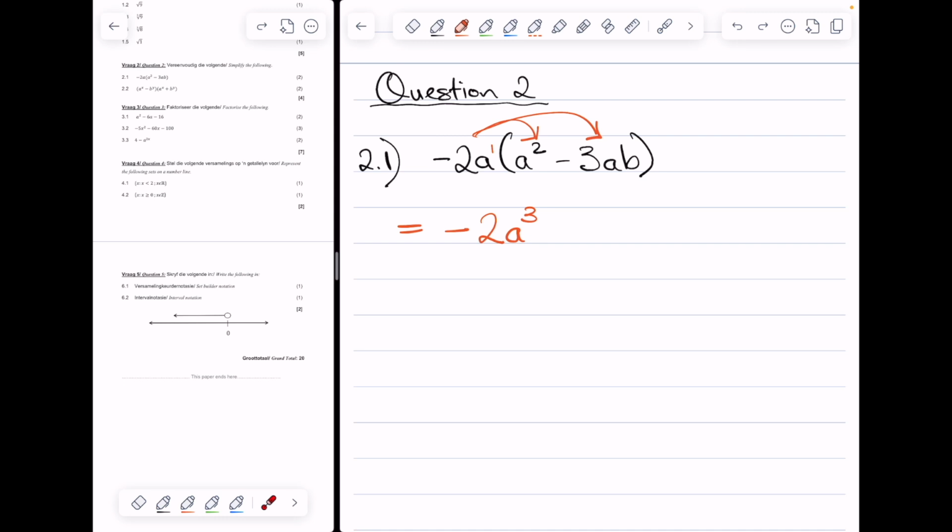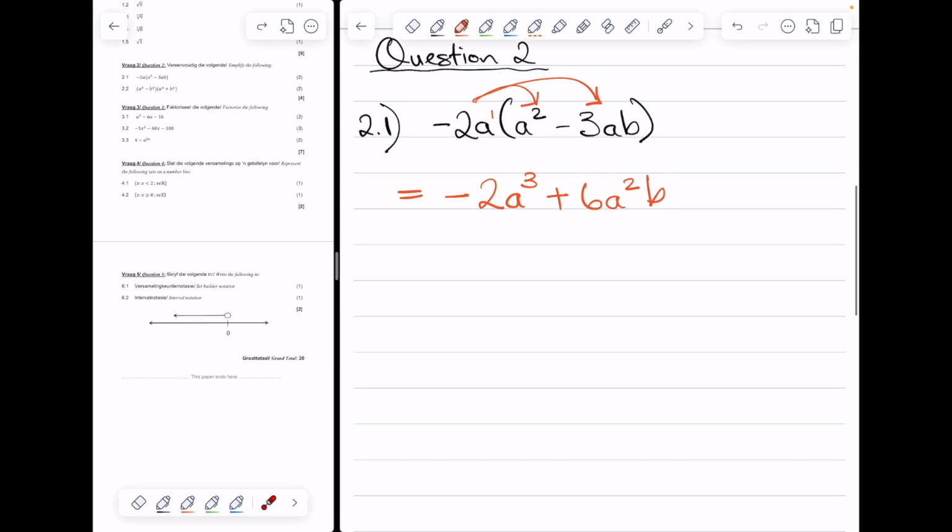Nevertheless, multiplying in the number outside with the second term, I would get then plus 6a to the power 2 and b. So that would be your final answer. There's nothing more I can do to this. These are not like terms, so I cannot add them, so that is where I stay. And that would have given you 1 mark for that, and of course another mark for the second term.